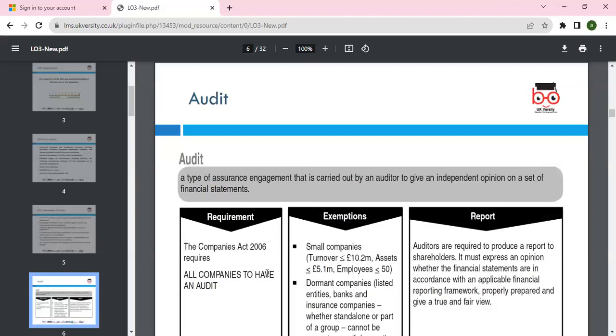We had a discussion in the past as well, and sometimes there is repetition of things linking together. The audit is a type of assurance engagement carried out by auditors to give an independent opinion on a set of financial statements. Independent opinion, so nobody really enforces it. We can look at the professional code of ethics. Auditor independence is the most important.